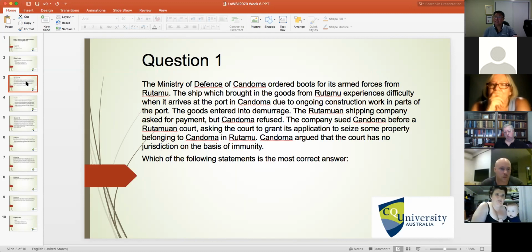Just on that, I read something the other day in the immunity section that I can't find again now, but it was something about how they didn't have immunity if they were threatening the government of the state or something like that. Does that ring any bells? What happens if a diplomat is threatening security or the government of the state?